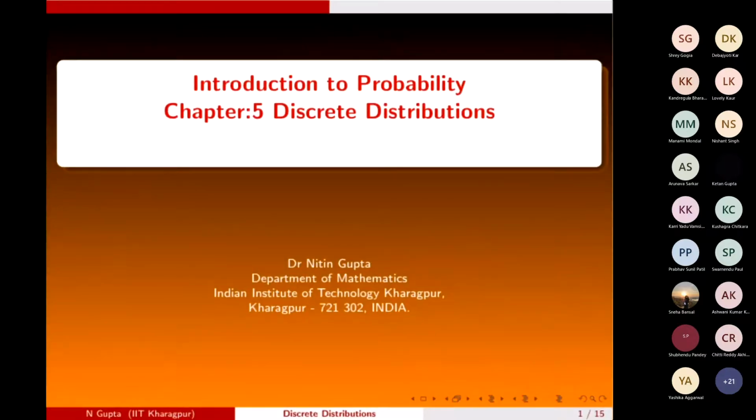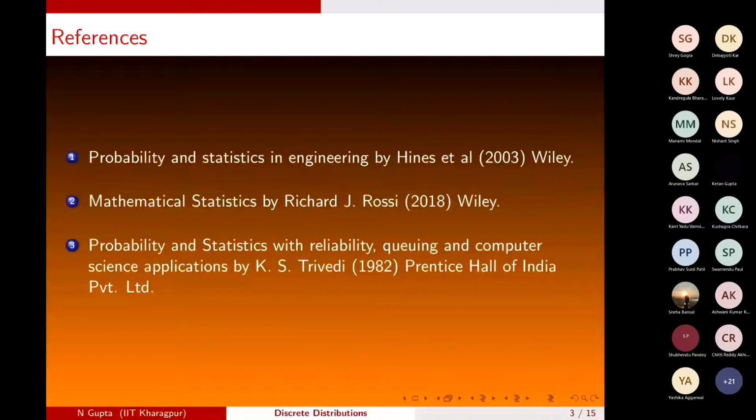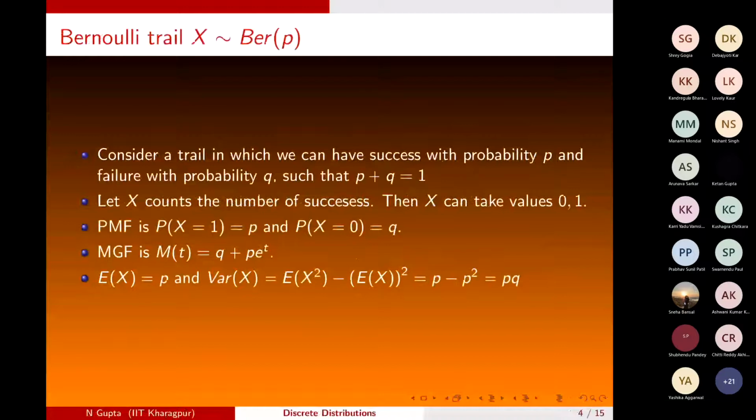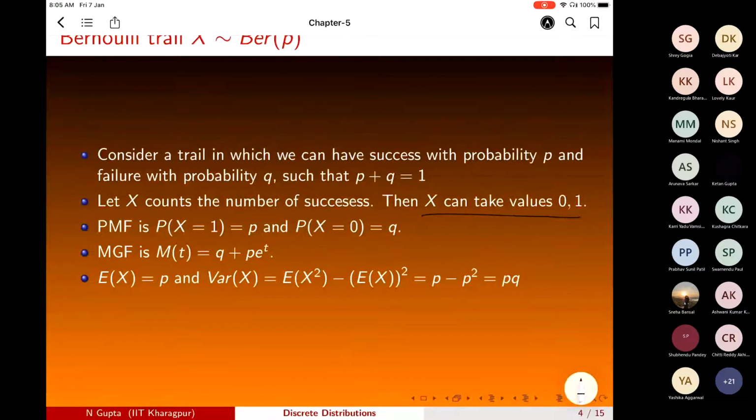Now let us define certain discrete distributions. So what is a binomial trial? A binomial trial is basically a trial in which we have a success and a failure. Success with probability P and failure with probability Q. So if X counts the number of successes, X can take value 0 and 1. So probability X equal to 1 is, let us say, P, that is the success probability, and X equal to 0 is Q.